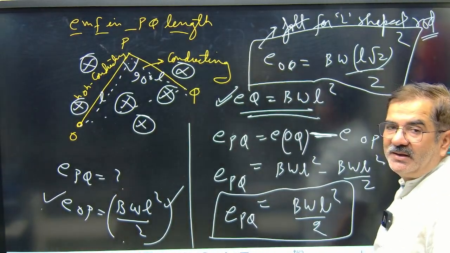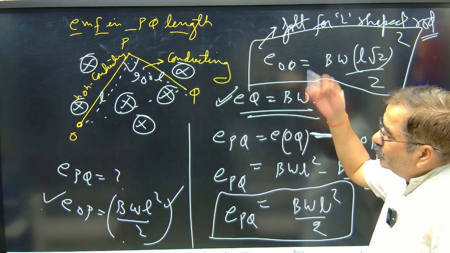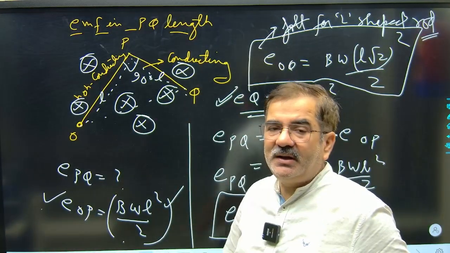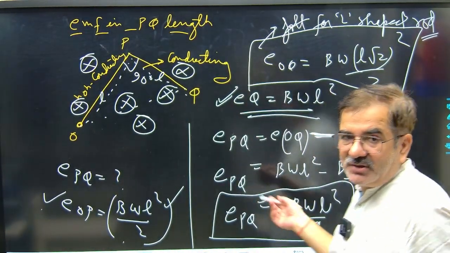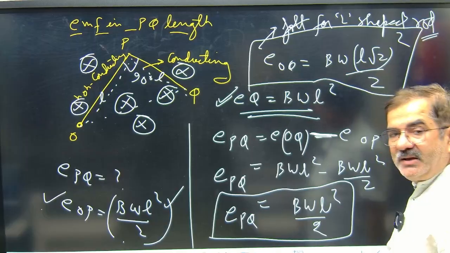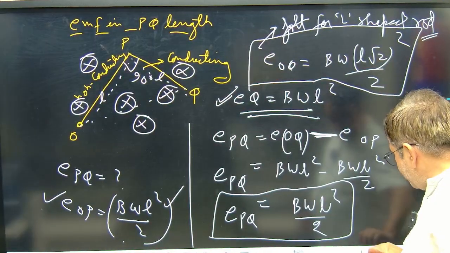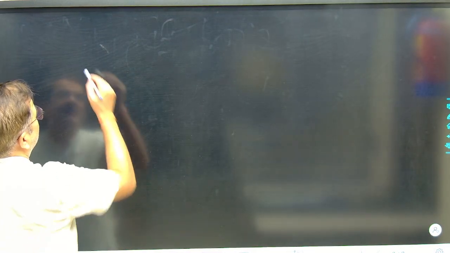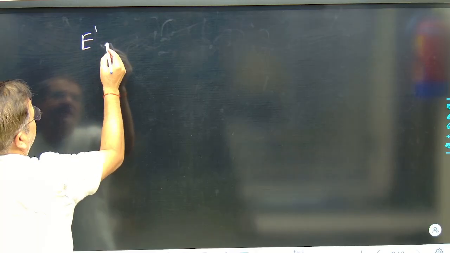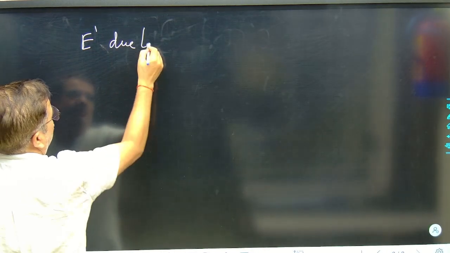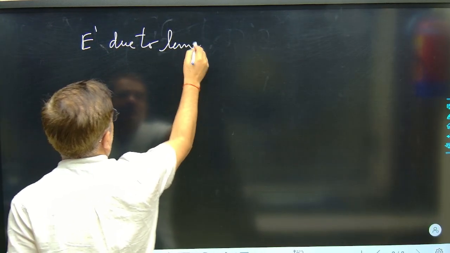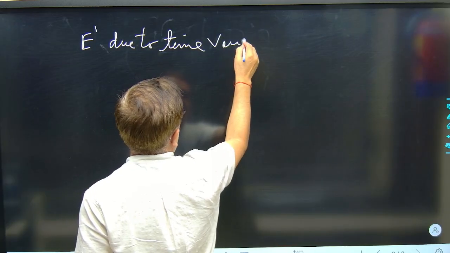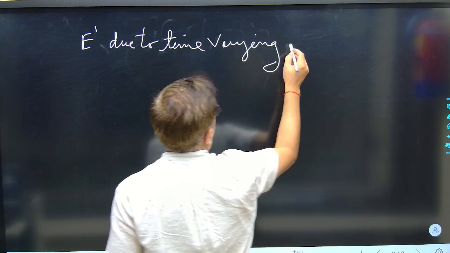How do we get the EMF? All this was for motional EMF developed in the length of the rod, different sections, integration, all the parts I have discussed. Okay. Next we have one more case, that is EMF due to a time varying magnetic field. There is always an induced EMF E dash due to a time varying magnetic field.